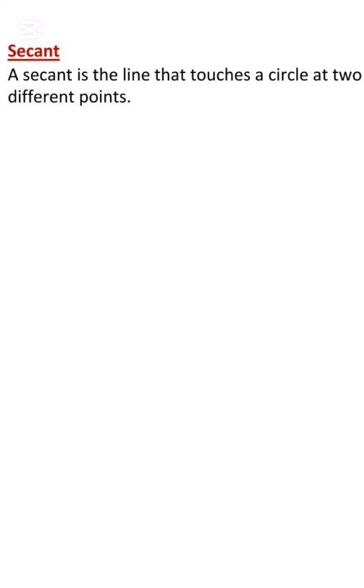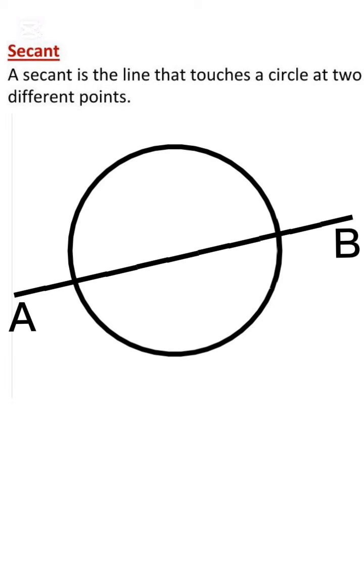Before we move to theorem 8, you'll need to know the difference between a secant and a tangent. So let's look at the definition of a secant. Secant. A secant is the line that touches a circle at two different points. Let me do it for you. Yeah, AB is the secant, since a secant is the line that touches a circle at two different points.